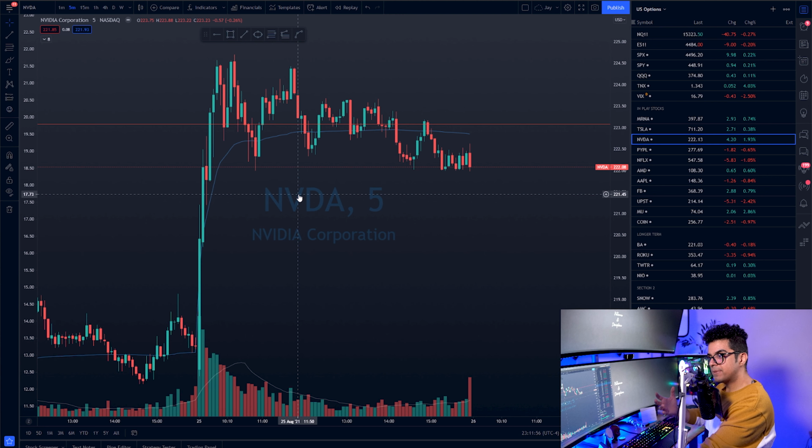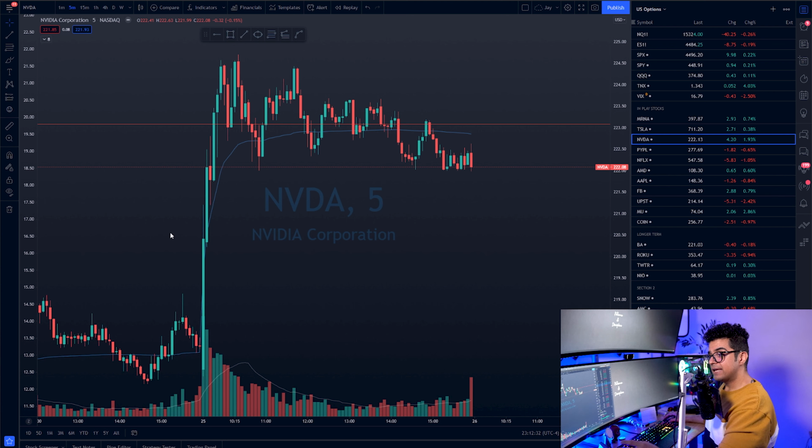How I use VWAP? If a stock is above VWAP, I don't short it. If a stock is under VWAP, I don't try longing it. Secondly, if a stock is very extended from the VWAP, I refuse to trade that stock because I know that stocks have a tendency to pull back to the VWAP.